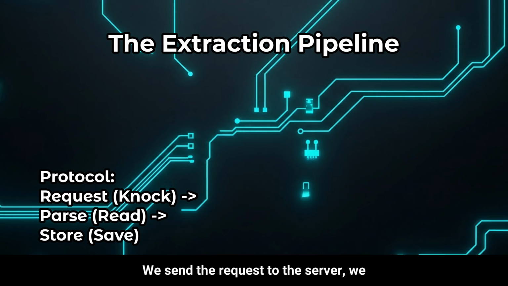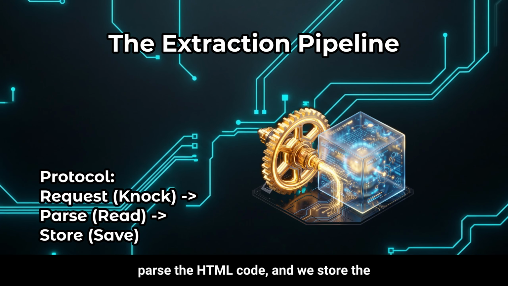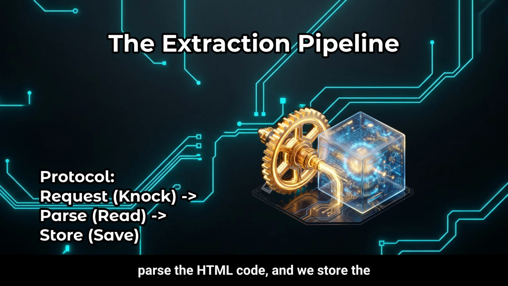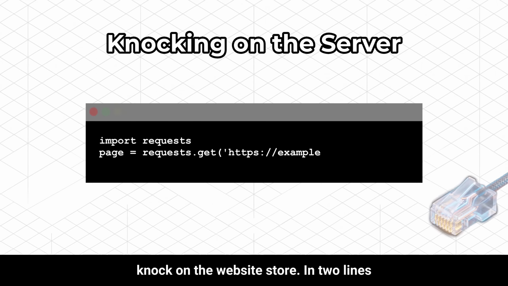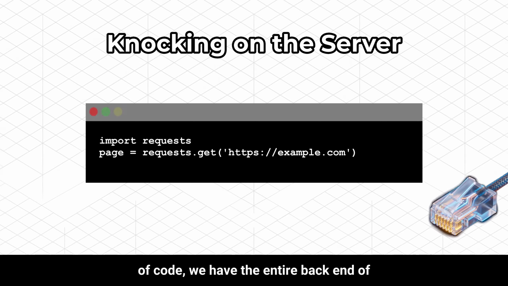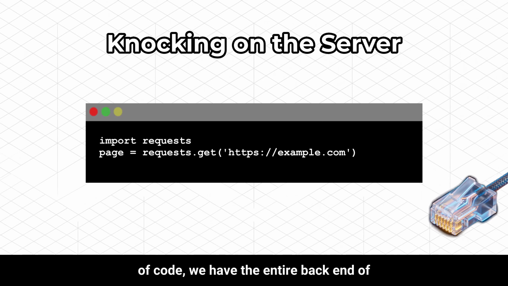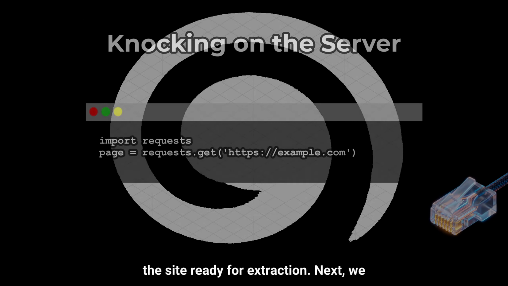3 steps. We send a request to the server, we parse the HTML code, and we store the result in a spreadsheet. First, the request. We use the requests library to knock on the website's door. In 2 lines of code, we have the entire backend of the site ready for extraction.